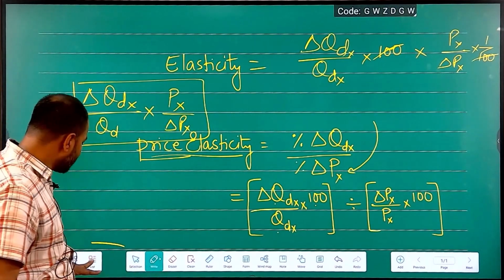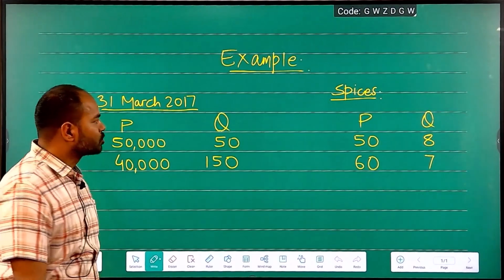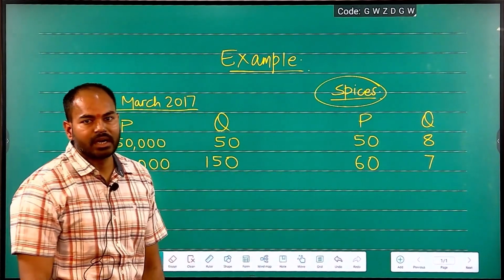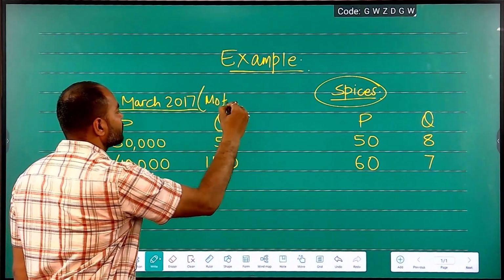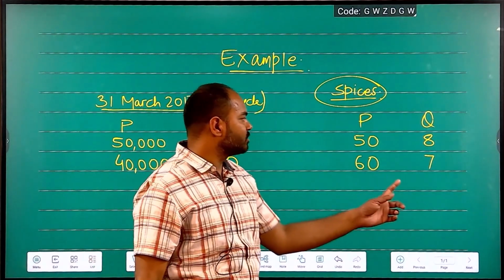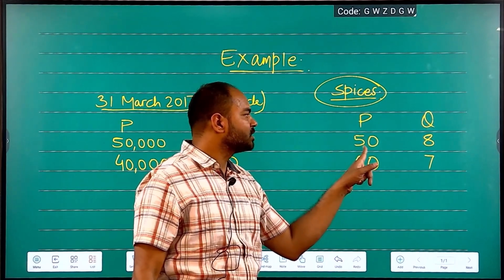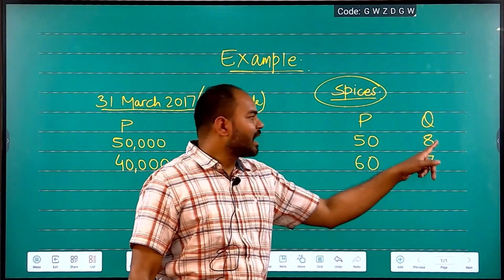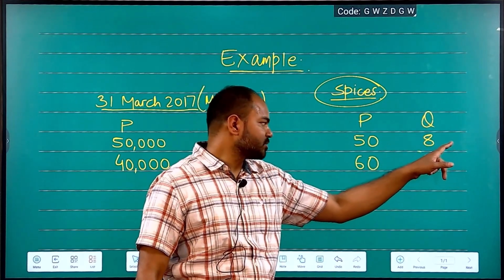Let's have an example for this. Here I have taken two examples. One is of spices that we use in our daily meal, and the other is based on, say, motorcycle. I will let you know the story behind this also. Here we have the example of the price of spices. Say when the price per packet of spices is rupees 50, a household in a month uses 8 packets of spices for daily consumption.